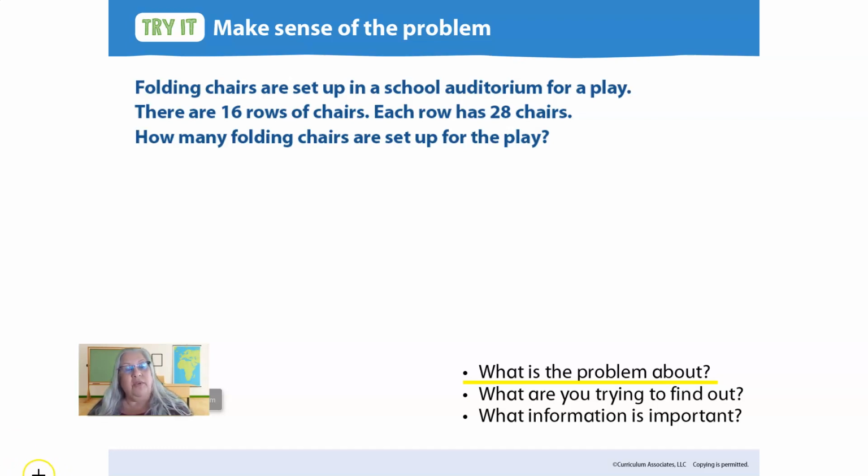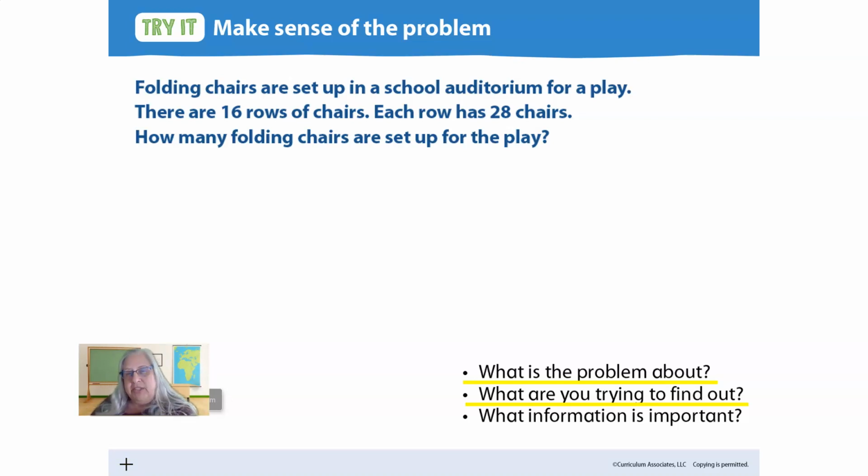Let's go ahead and read for a second time. And this time, we're going to focus on this question here. What are we trying to find out? What's the question asking us? Go ahead and read along with me if you like.